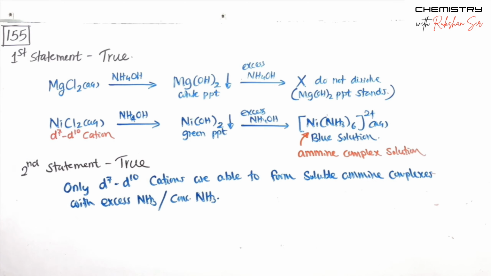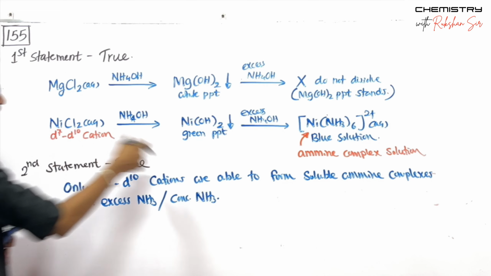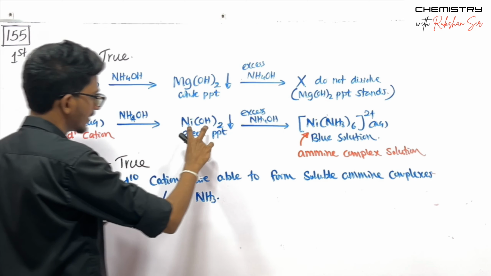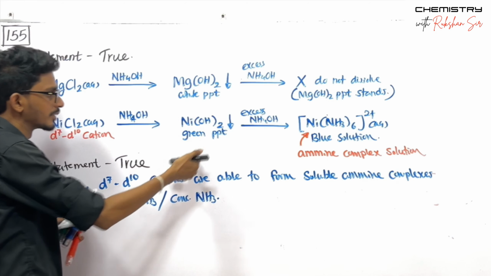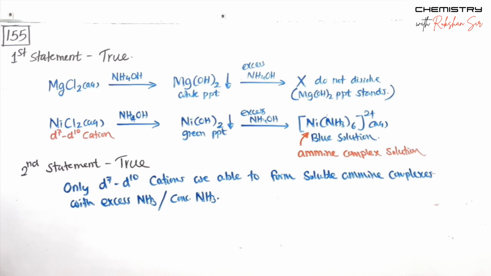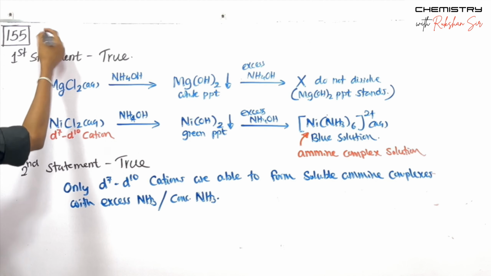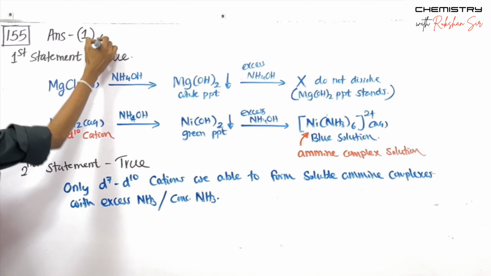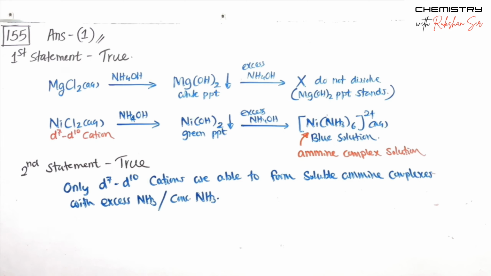That will explain the first statement, right? Because of this, nickel is not able to form the hydroxide precipitate when you add excess ammonia. It will form the amine complex instead. So both statements are true, and the second one explains the first one. So we can take the answer as answer number one.